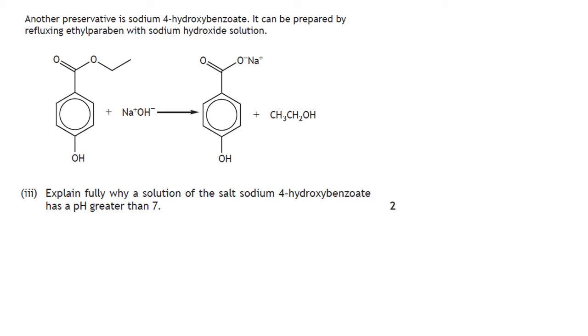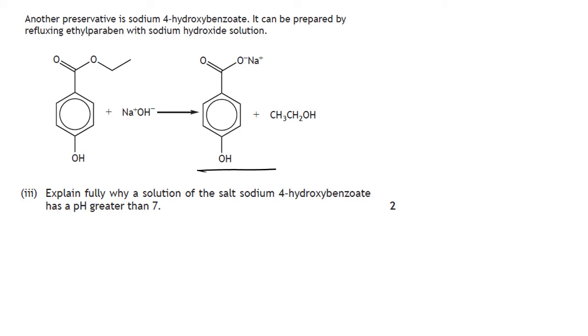In this question, we have been told that another preservative, sodium 4-hydroxybenzoate, has been made by refluxing ethyl paraben with sodium hydroxide solution. And so this is your salt here. You've been asked to work out why the sodium 4-hydroxybenzoate salt has a pH greater than 7.